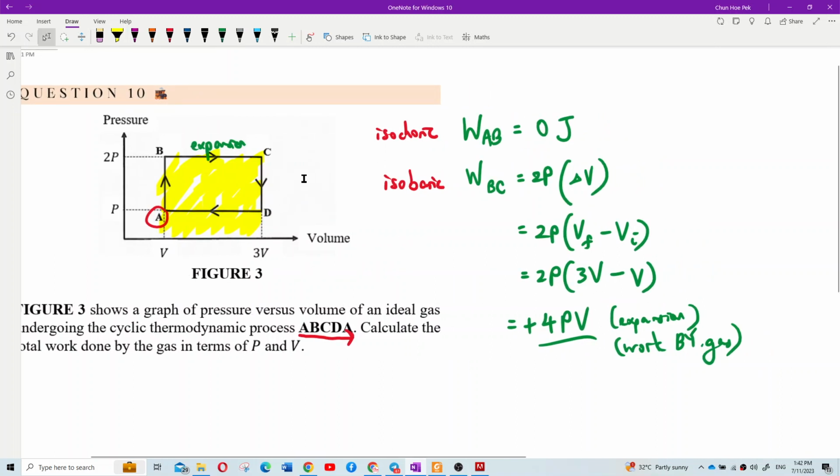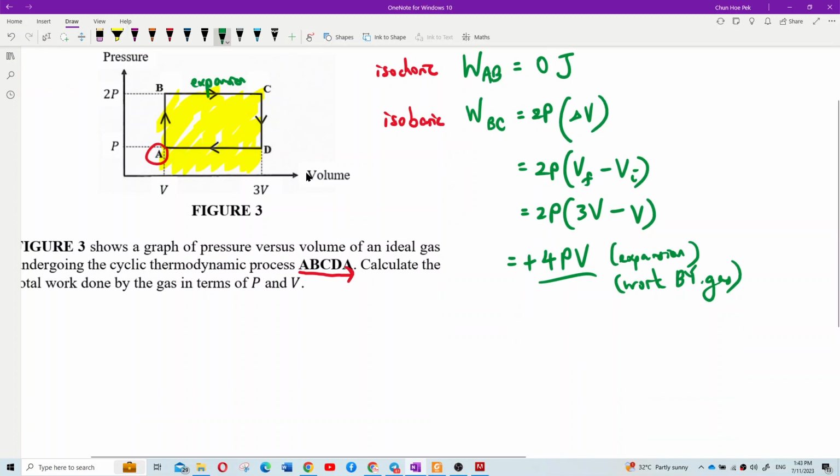Next, CD. We also know lah. CD is zero work done lah. No area.